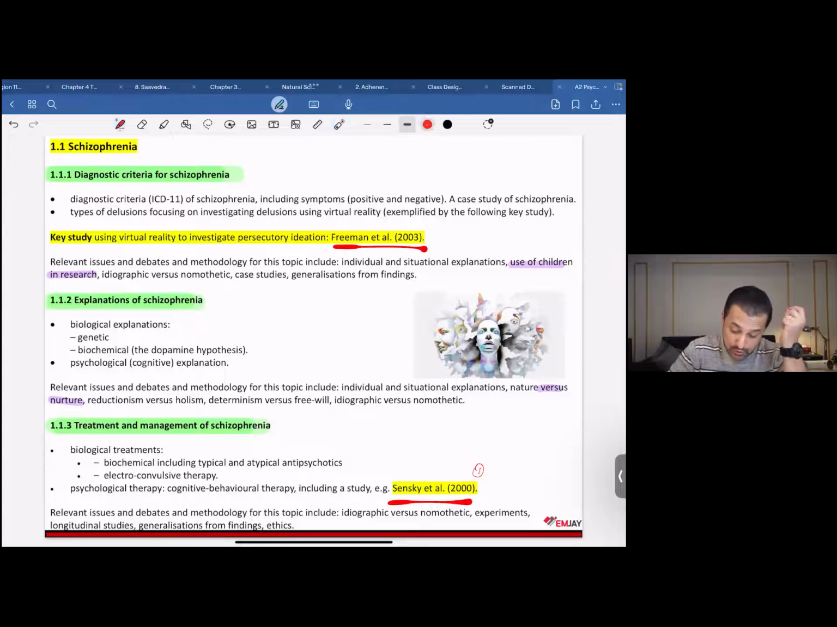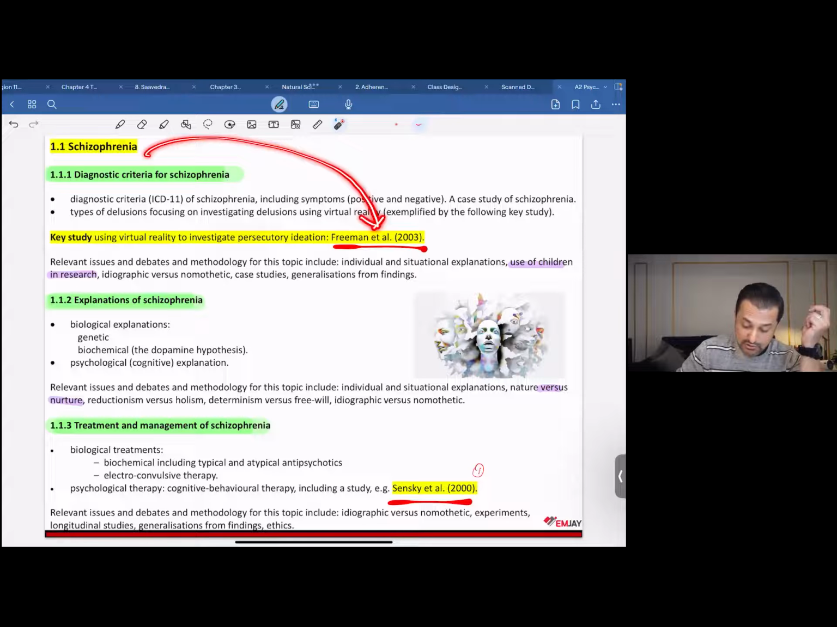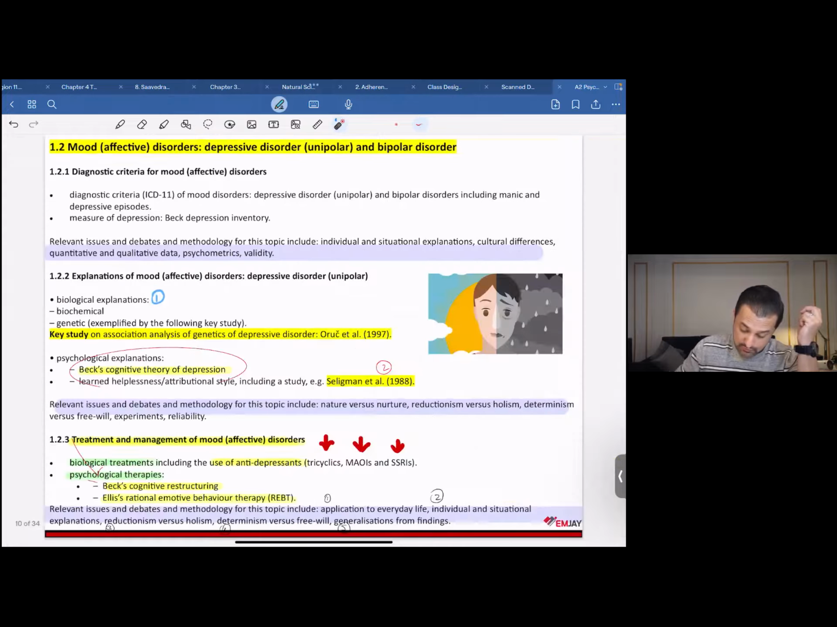Now, I would want all of you to keep in mind that unlike what used to happen back in the past, if we have a closer look, we'd realize that each unit or each component now has a key study. So we have a key study that is a part of every unit, that is every chapter. For schizophrenia, the key study is this one that was conducted by Freeman et al., right? For mood affective disorder, we have this key study that was conducted by Orek et al., right?